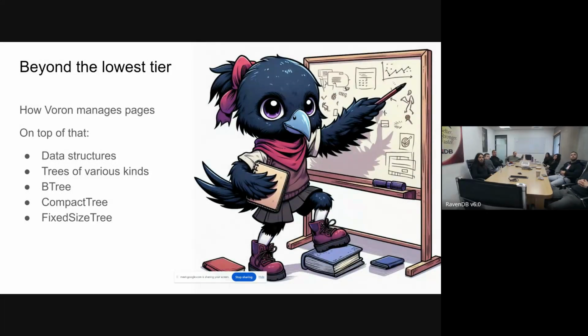Okay. I don't know if you noticed, but everything that I talked about for the past hour or so was just about pages and binary data. We haven't even touched on data structures. This is at a higher tier. Most of the data structures that Voron offers are some kind of binary or B+ tree. We have fixed trees, we have compact trees, etc. There are standard binary trees, B+ trees that allow us to do ordered search. I'm assuming you're familiar with that. If not, we have to do another talk.